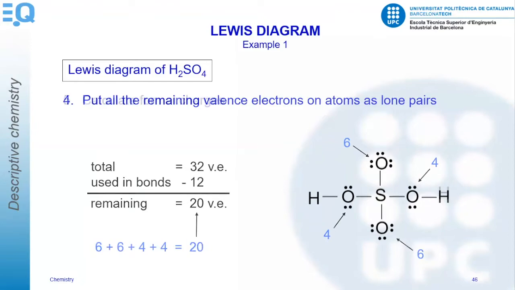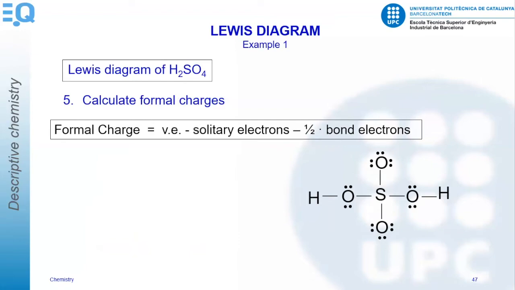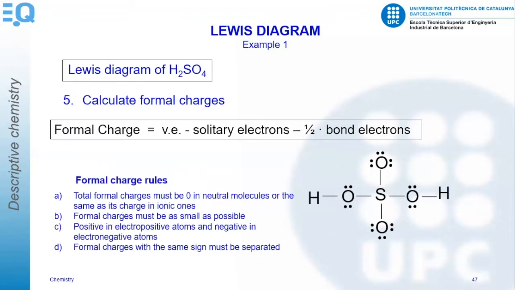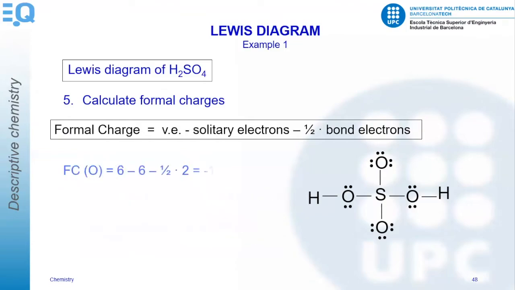Let's calculate the formal charges. The formula is as follows. The formal charge equals the valence electrons minus the lone electrons minus half of the bonded electrons. What are the formal charge rules? Number 1, the total formal charges must be 0 in neutral molecules, or the same as its charge in ions. The formal charge must be as small as possible, and it must be positive in electropositive atoms and negative in electronegative atoms. And formal charges with the same sign must be separated.